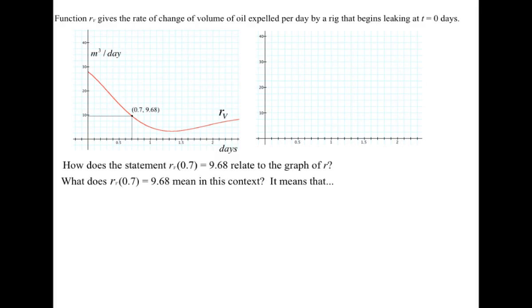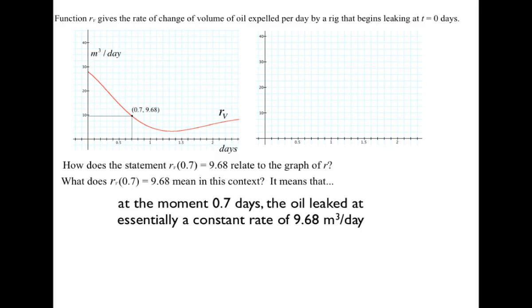And so in that perspective, what are we considering the 9.68 meters cubed per day? As a what kind of rate? Constant. Yeah, so at the moment, remember I talked about this last time, by a moment we mean a really small interval. So in that moment, a very small interval around 0.7 days, we're saying it's essentially a constant rate of 9.68. So that's what we mean by at 0.7, the rate of change is 9.68.